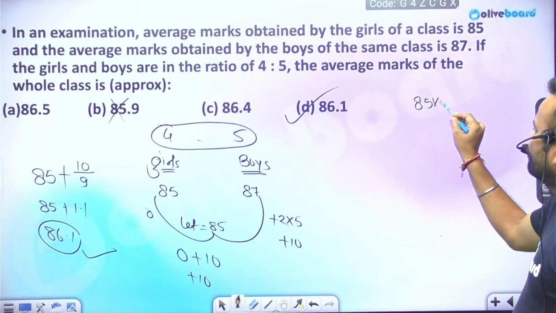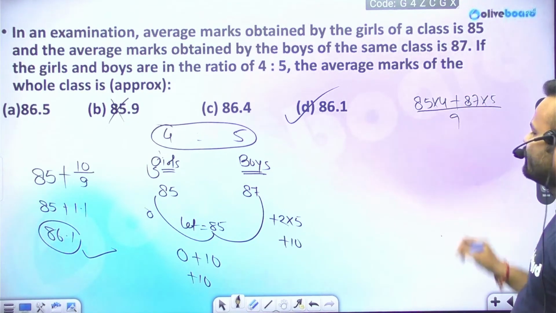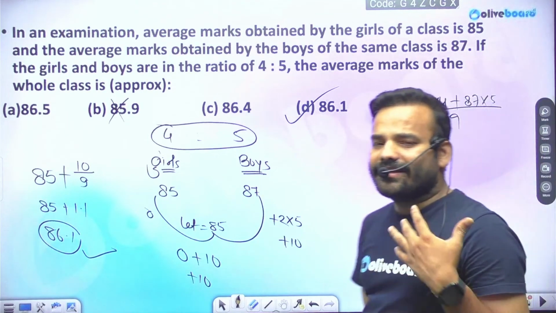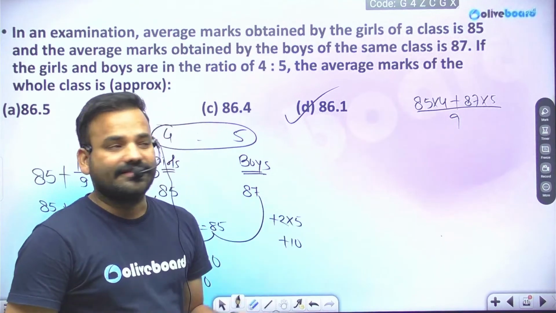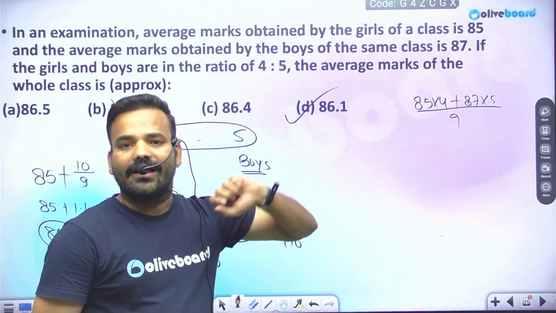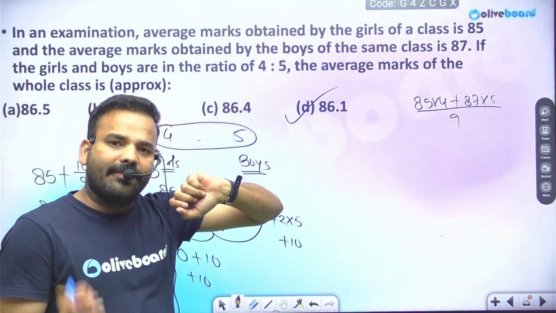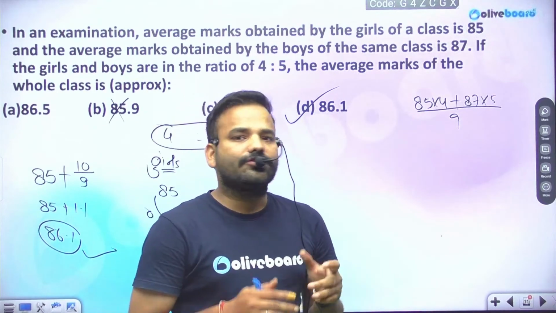Basic is 85 into 4 plus 87 into 5 upon the total, which is 9. Generally we are being taught like this only. But how dangerous this is? This is damn dangerous. What if there are 17 members and 23 members? Will I be multiplying 17 into 85 in the examination? No. I should not multiply this.